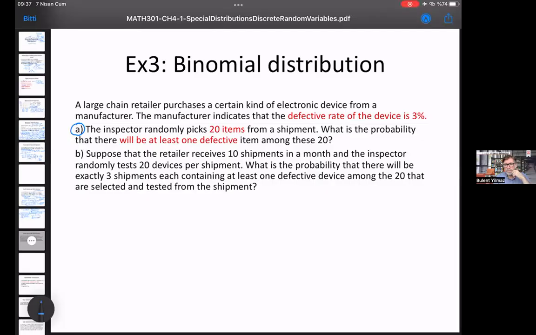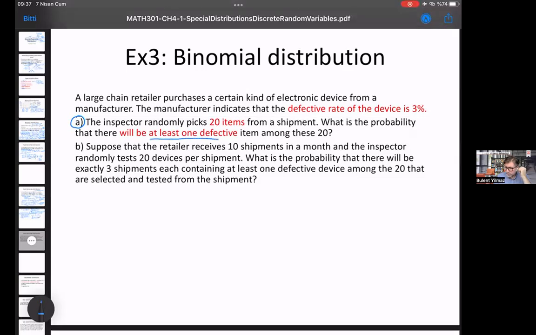Furkan, Hayriye, good job. The trick is at least one defective item. Oğuzhan, think in terms of, okay, that's good. Yours is correct. But think in terms of even easier.